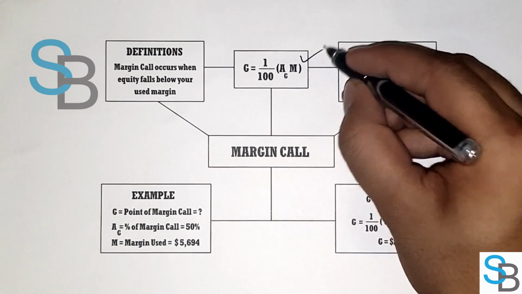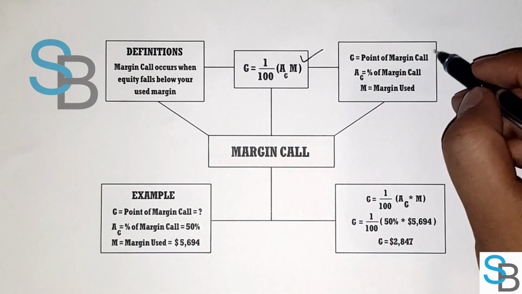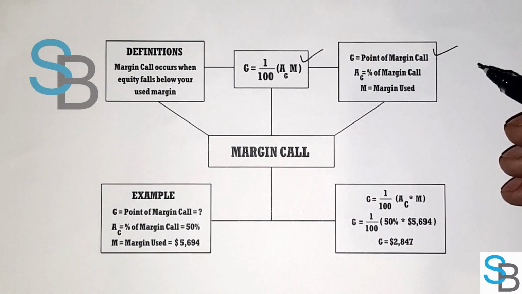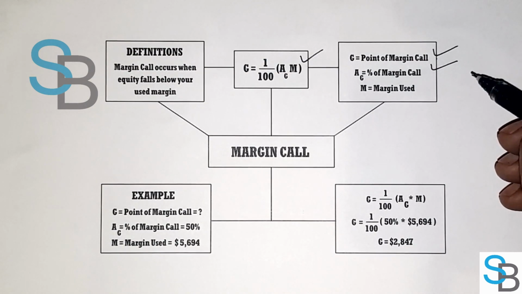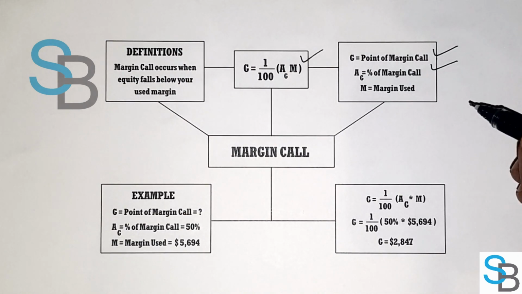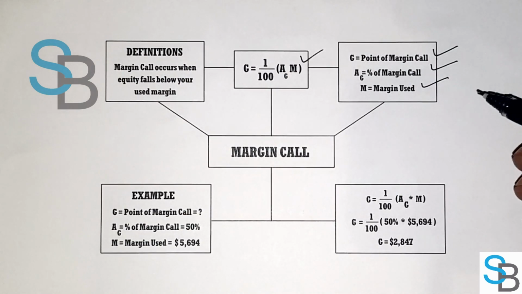The margin call equation has the following variables: G, which is the point at which you will receive a margin call, A sub G, which is the percentage of margin call, and every broker has their own percentage. M is the margin used.